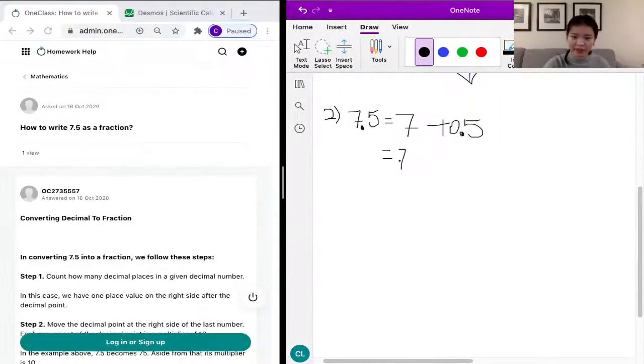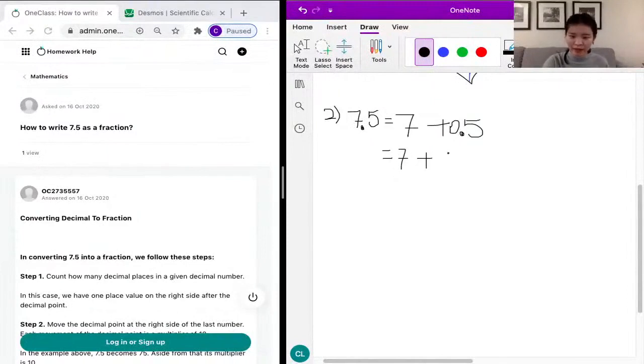7 is an integer, but it's also a special kind of fraction, because a fraction is a number that can be shown as two rational numbers divided by each other. And 7 can be shown as 7 over 1, which is a fraction. So an integer is a special type of fraction.